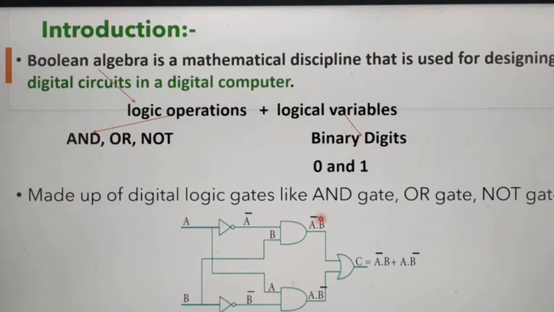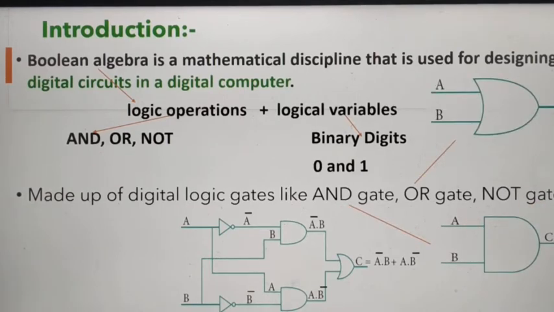Here we have three different logic gates. First one is the AND gate. This is the symbol for the AND gate. Second one is the OR gate. This is the image for the OR gate. And third one is the NOT gate. This is the image for the NOT gate. This digital circuit is made up of these three different digital logic gates.